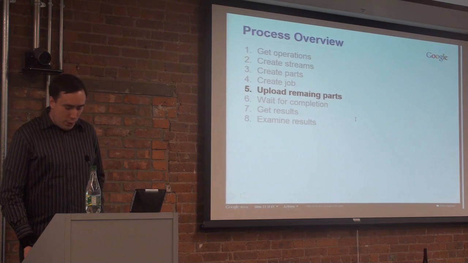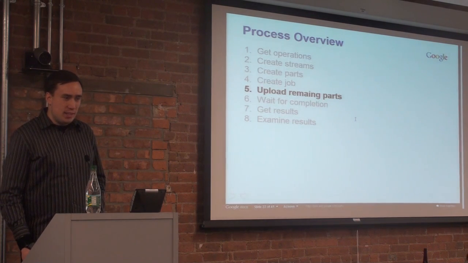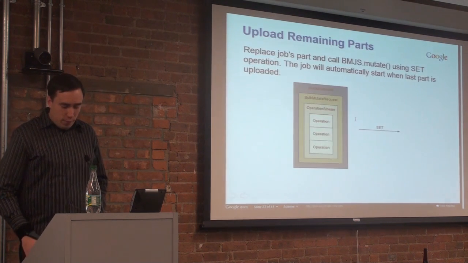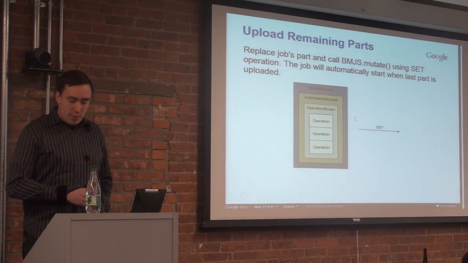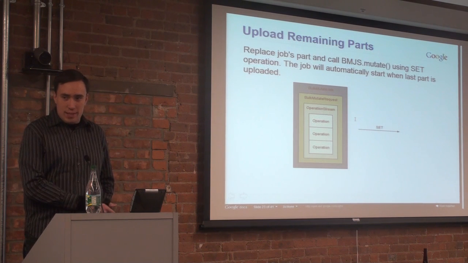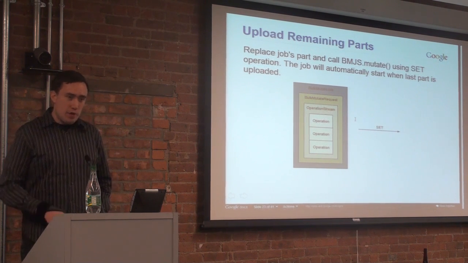So then you have to upload your remaining parts. You've added the job, but let's say you still have more parts that need to be sent to the server. For the remaining parts, you're going to use the set operation. You use the add operation when you're creating that job, but then for the rest of the parts, you use the set operation, passing in the other parts.